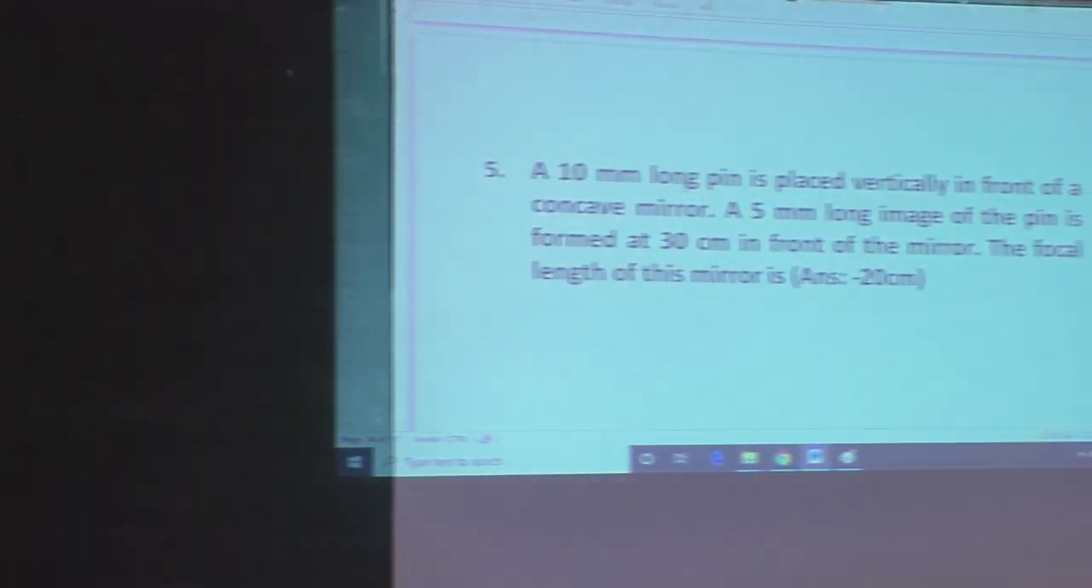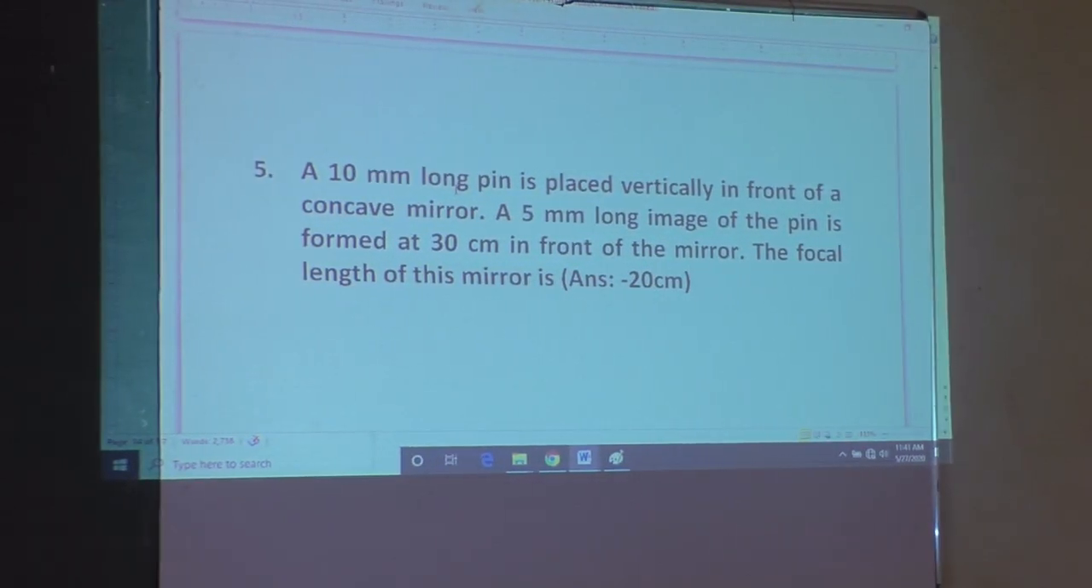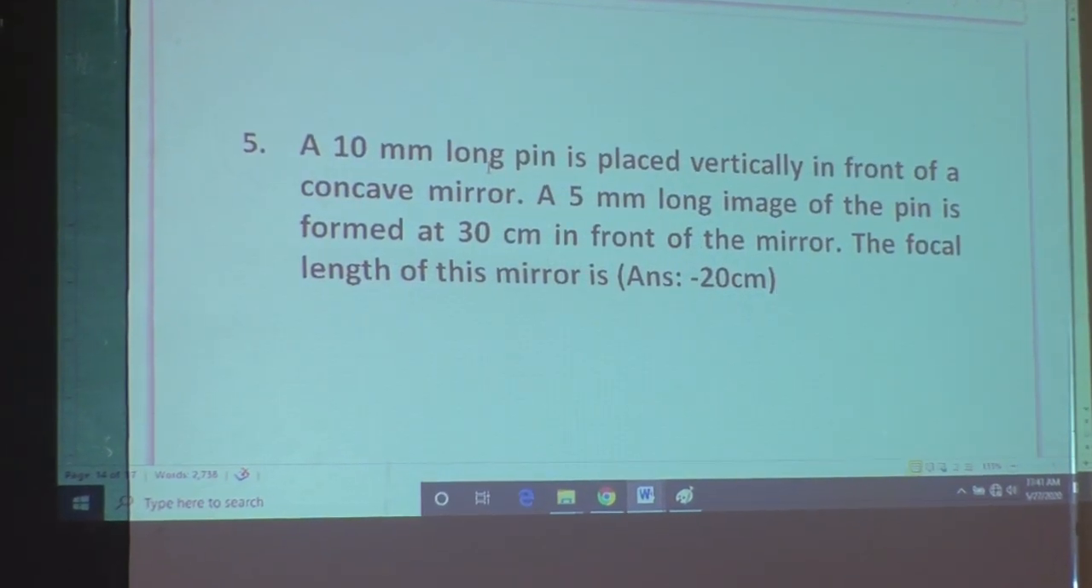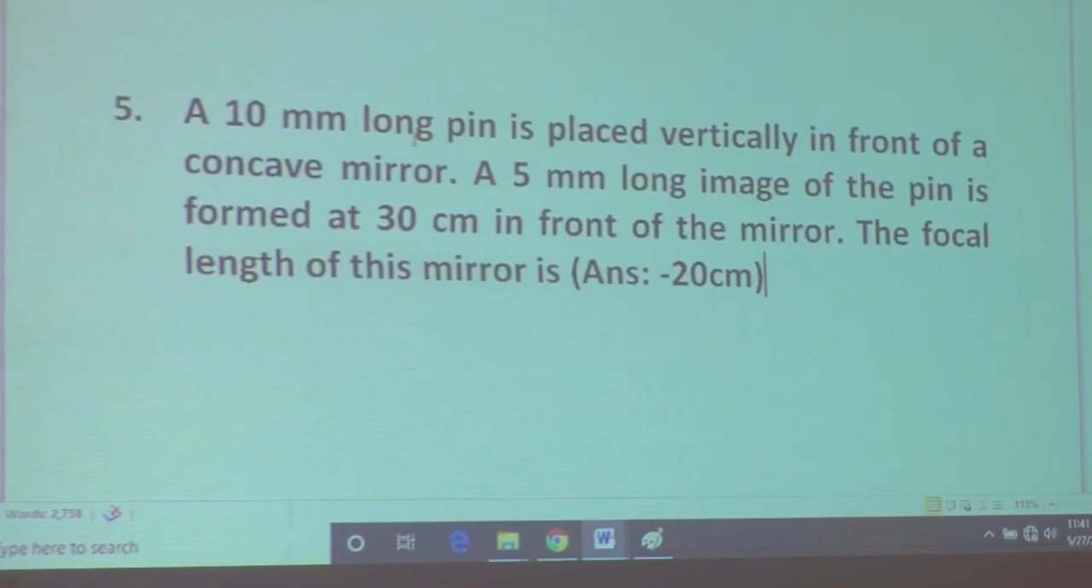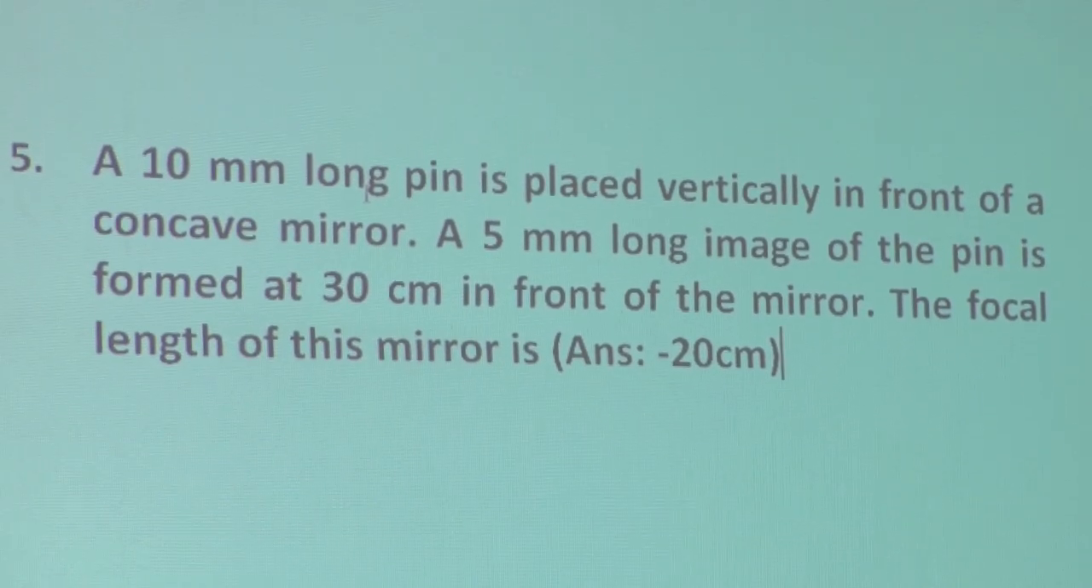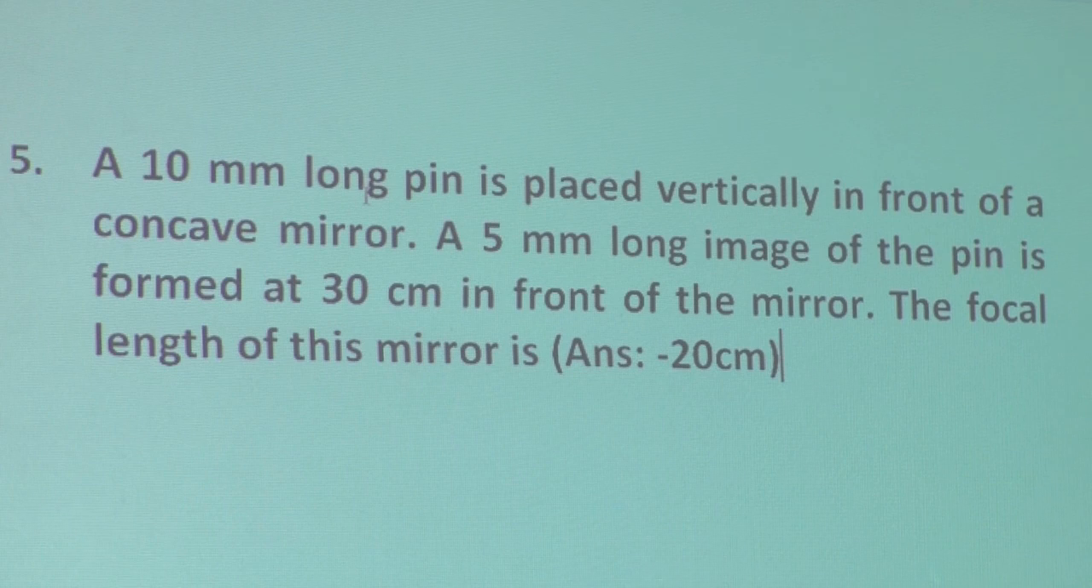A 10 millimeter long pin is placed vertically in front of a concave mirror. A 5 millimeter long image of the pin is formed at 30 centimeter in front of the mirror. Focal length of this mirror is? So we will spend some time on the problem now, because we know some theory.